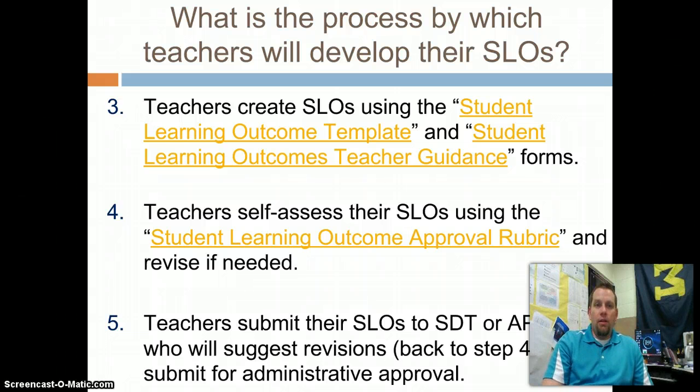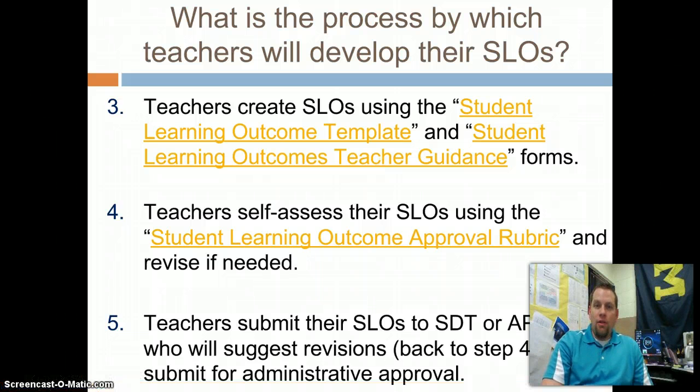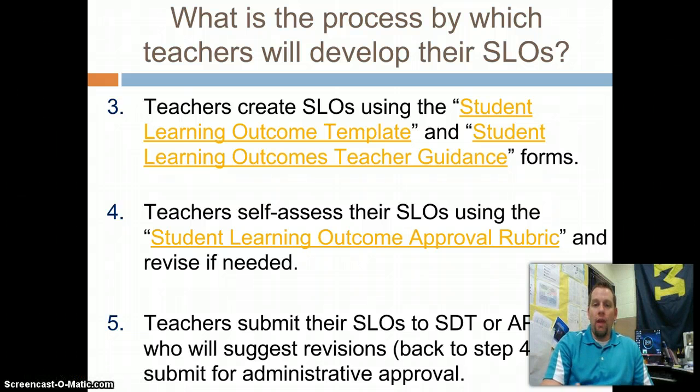Step 3, teachers create SLOs using the Student Learning Outcomes template. Again, you can click the link and it'll take you to that. And you can use the teacher guidance forms that Baltimore County has provided. You can also click there and it'll take you to that link. And then for step 4, teachers self-assess their SLOs using the Student Learning Outcome Approval rubric. Again, you can click here and it'll take you there. That is the process also that the SDTs and the AP teams will use when they look at them and give them back to you for revisions. And you can see that for step 5.